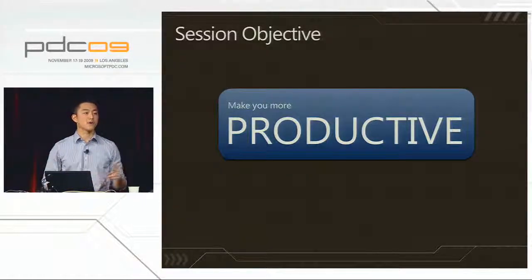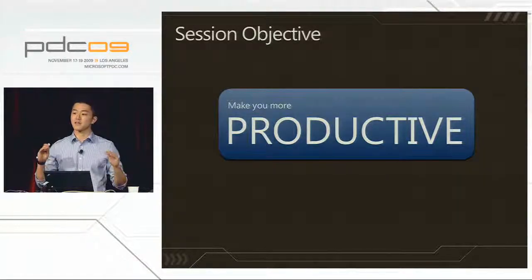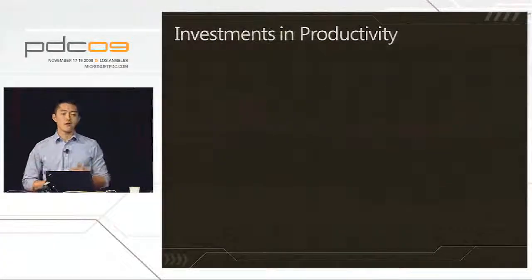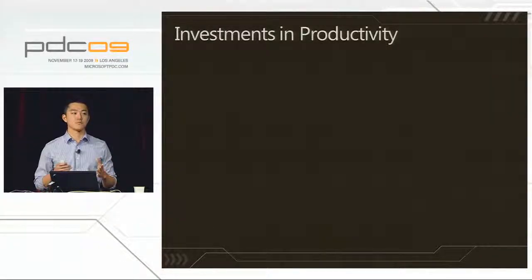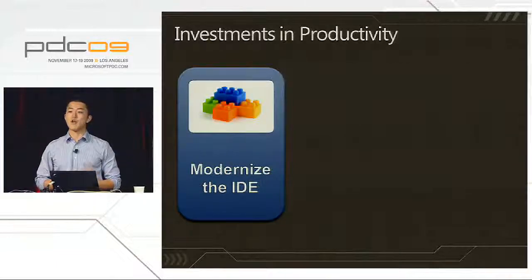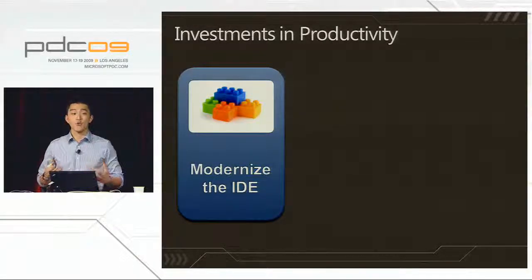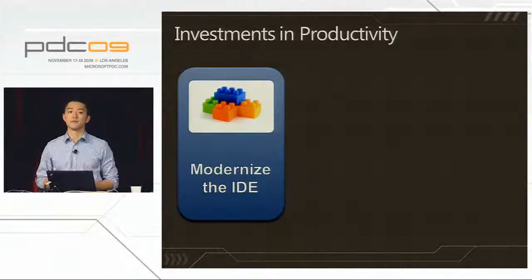Now, speaking about productivity, let's take a quick step back and think about productivity from a slightly higher level. More specifically, in terms of the investments that we've made in productivity in Visual Studio over the years, it helps to think about them in terms of general themes rather than in individual features. One example here would be modernizing the IDE. So being able to take the look and feel of the IDE and the core capabilities of the IDE and pushing them to the limit.